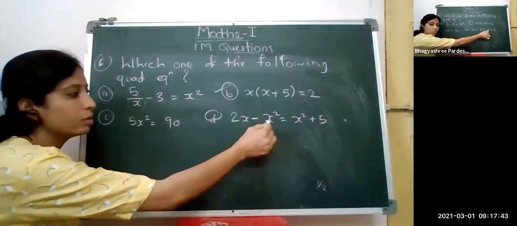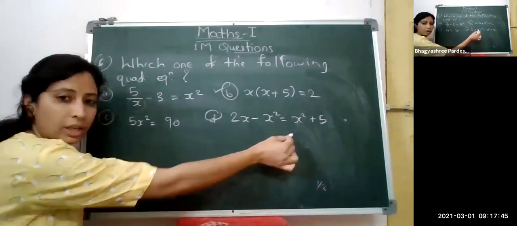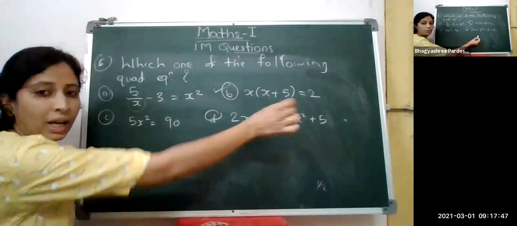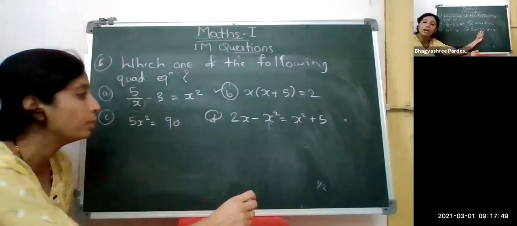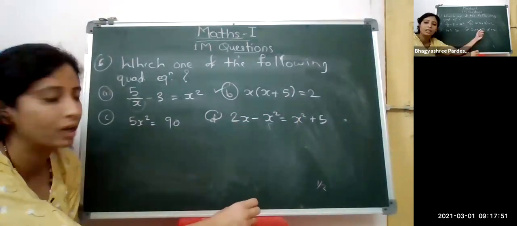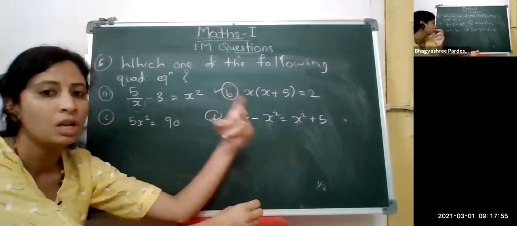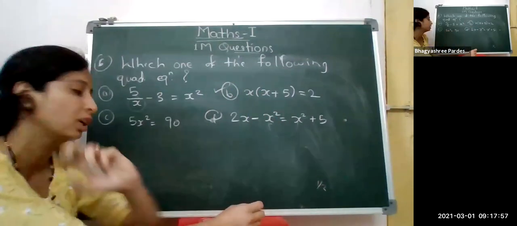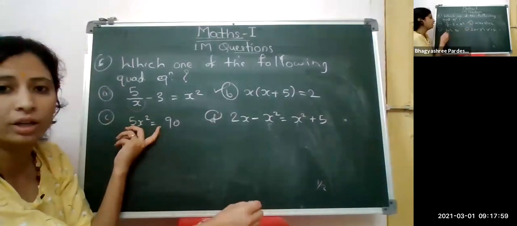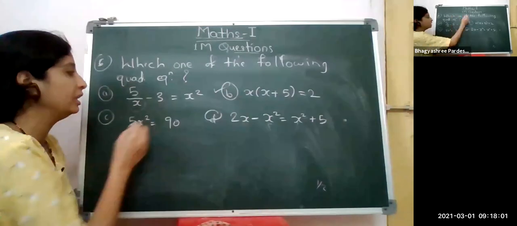Yes, this is the quadratic equation. If you simplify this, this is minus x square and this is plus x square. So when it goes here, minus minus will be plus. So it will be plus 2x square minus 2x square. This is again, the highest power of x is equals to 2. So therefore this will also become a quadratic equation, and this is directly a quadratic equation. So all these three are quadratic equations.